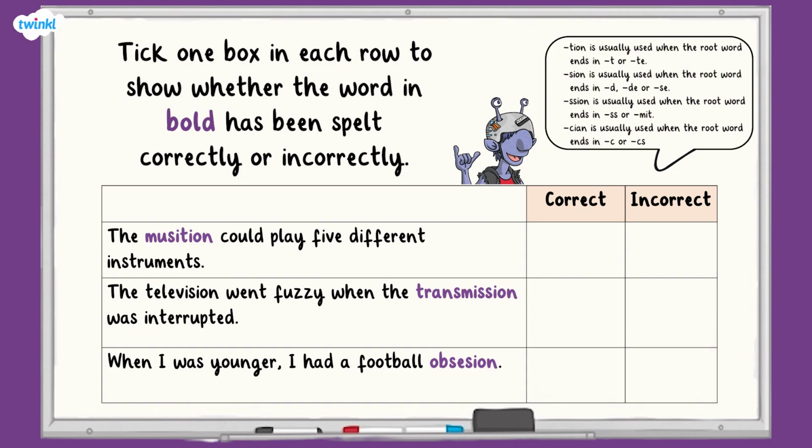In the first sentence, the bold word is musician, which is spelt incorrectly. The root word music ends in a C, so musician should end in the cian suffix. It's also a profession, which gives us another clue that it should end in cian. Therefore, this row should be ticked as incorrect. Musician is spelt musician.